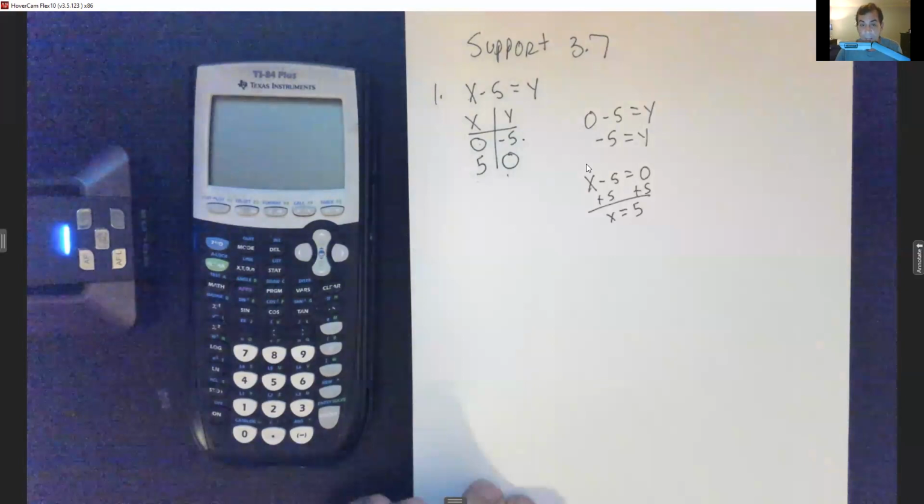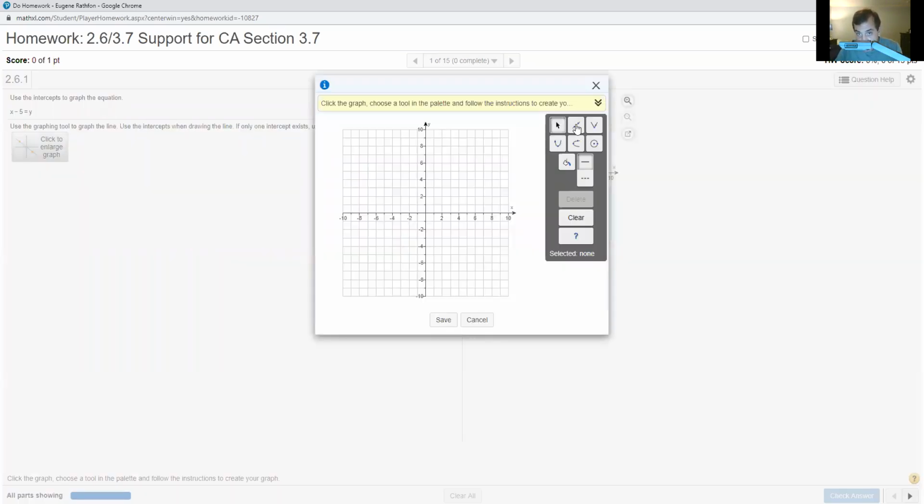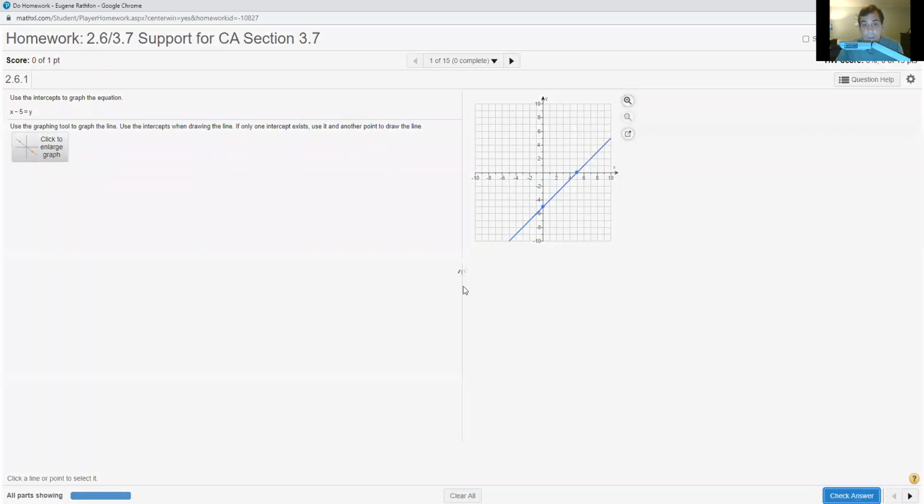So let's go back to the MATLAB. All right, so here we go. We got to click to enlarge the graph. That's got an x in it, so it's going to be a straight line. My first point was 0, negative 5. So that's my y-intercept. I'm on the y-axis. And then my second point was 5, 0, which is my x-intercept. All right, so I'm done. So I would save that and check my answer. So let's move on to the next question, number 2.